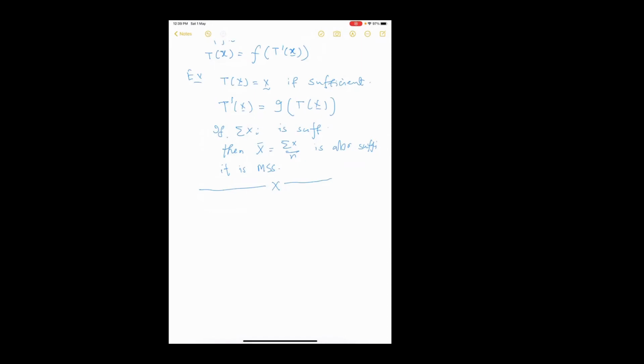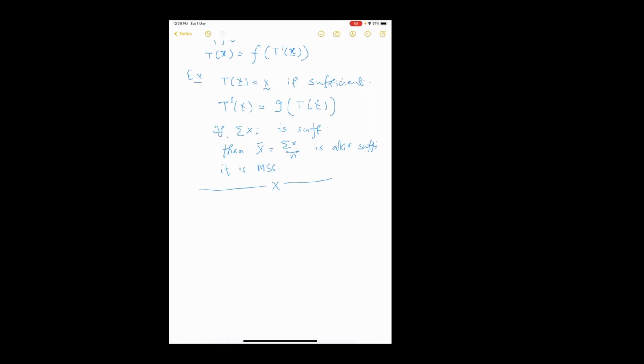So a sufficient statistic contains all information about theta that is available in the sample. But an ancillary statistic is a statistic which does not contain any information about theta. You can also have a statistic which does not contain any information about theta, and such a statistic is called an ancillary statistic. Okay, so let me give an example.